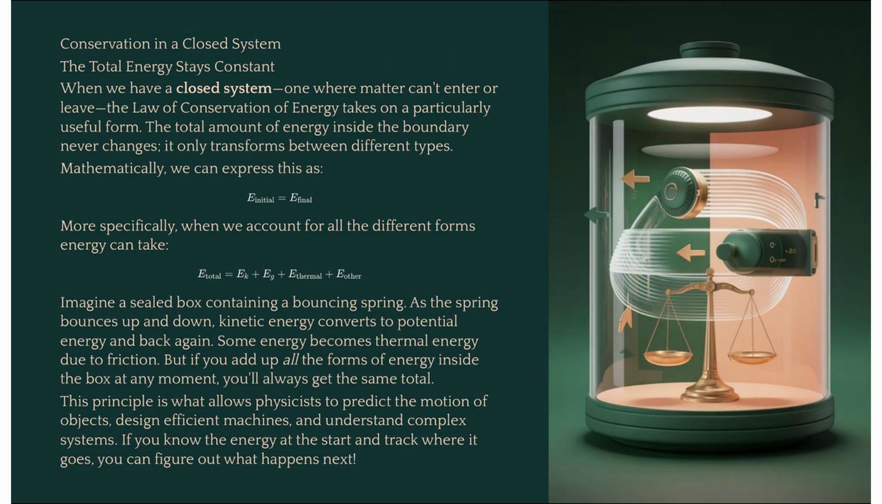In a perfect, closed system, the total initial energy equals the total final energy. We can write this simply as energy initial equals energy final. This means if you account for all the forms, kinetic, gravitational potential, thermal, chemical, etc., the numbers on both sides of the equation must match. The energy just reshuffles its identity within that closed box.